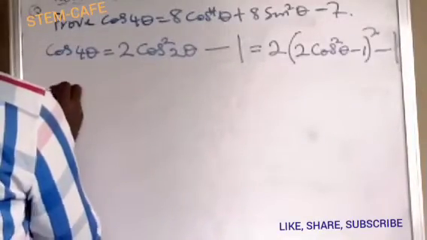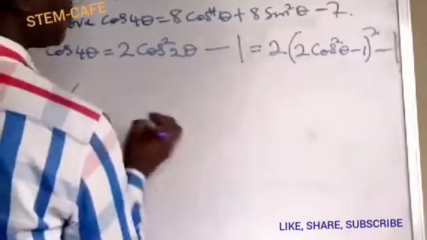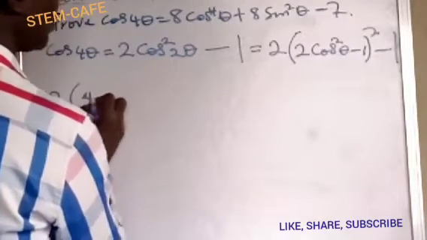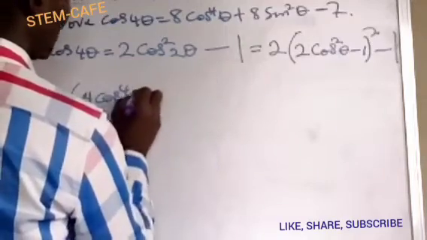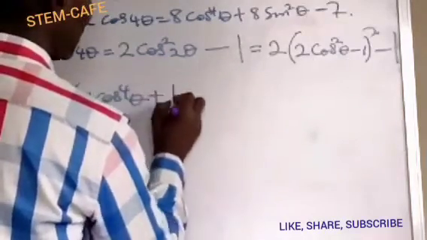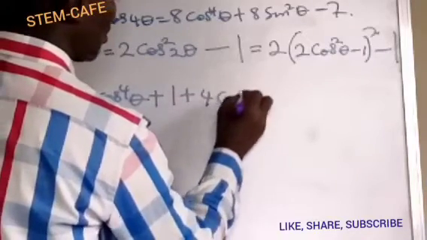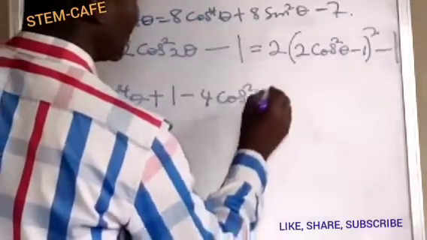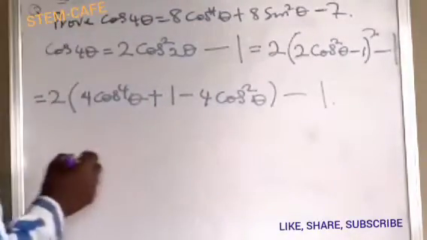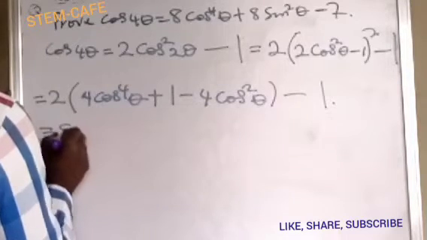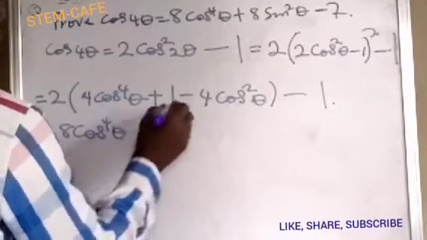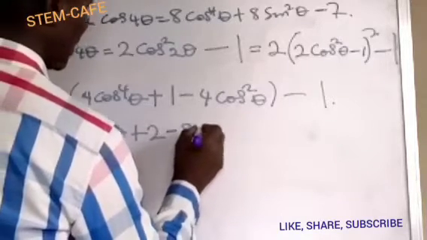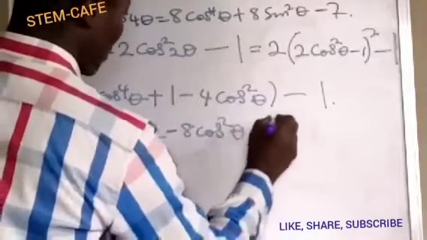This will give 2 into 4 cos raised to power 4 theta plus 1 plus 4 cos square minus 4 cos square theta minus 1. So on expansion, this will give me 8 cos raised to power 4 theta plus 2 minus 8 cos square theta minus 1.